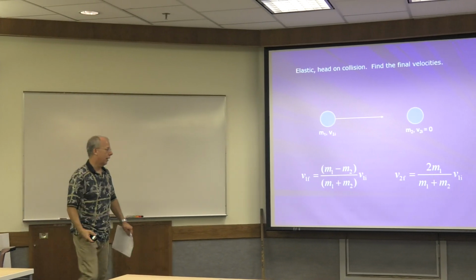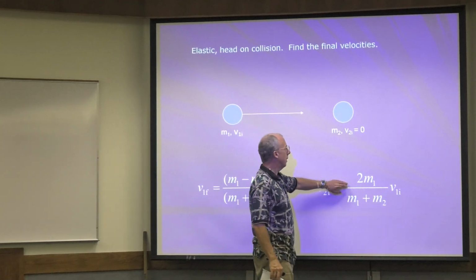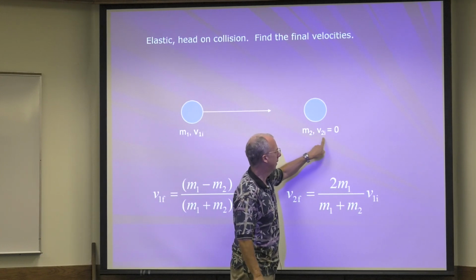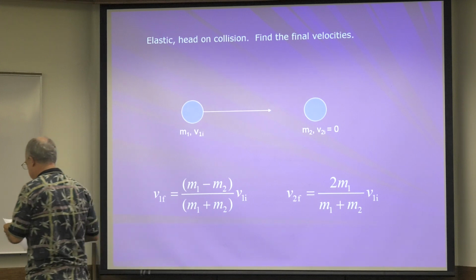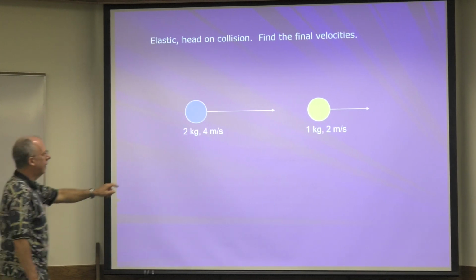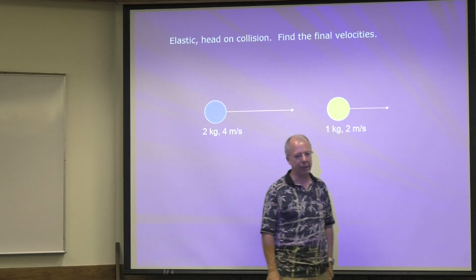these formulas here assume that this ball is stationary. Well, what if you have a situation where it's not? So let's discuss that. Okay. Elastic head-on collision. Find the final velocities. This one is going at 4 meters per second. This one's going at 2 meters per second.